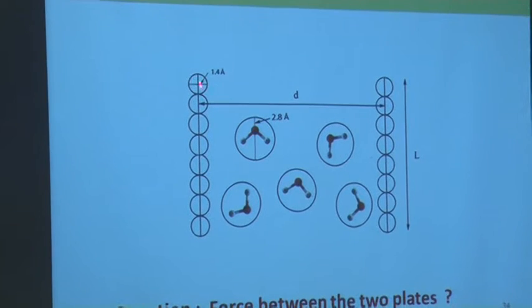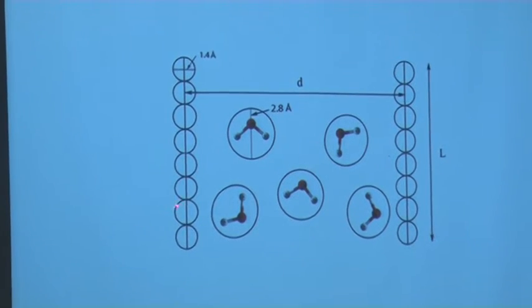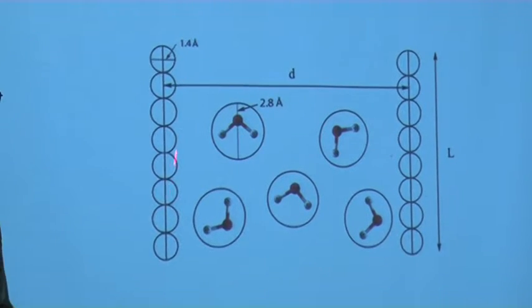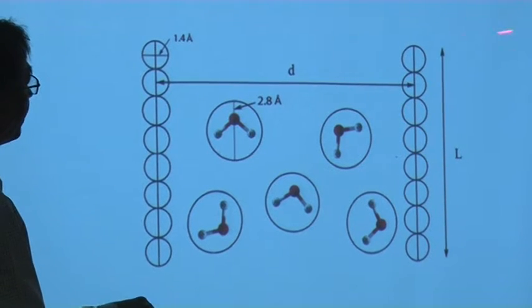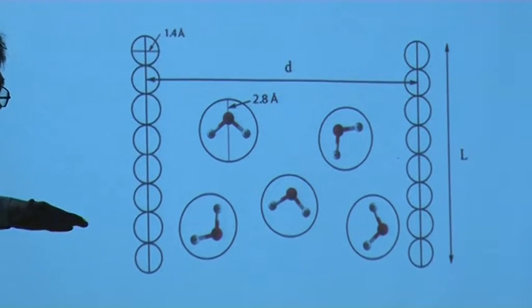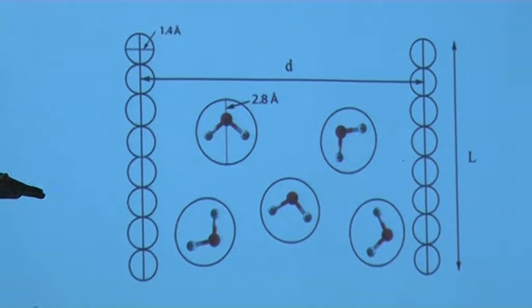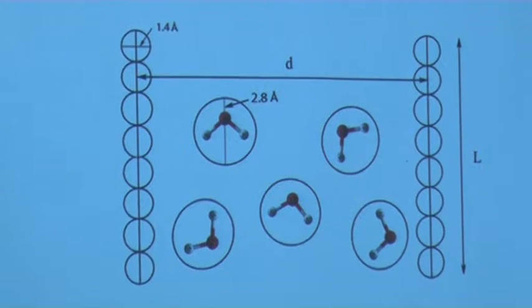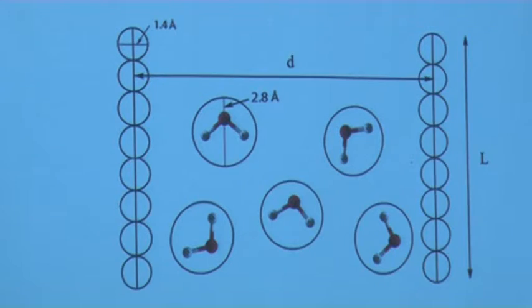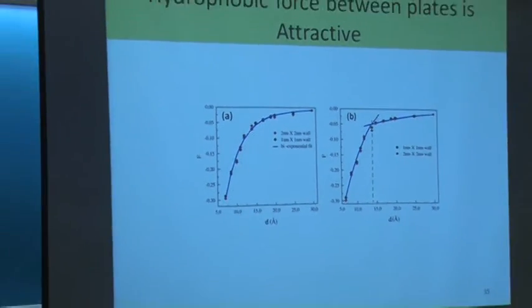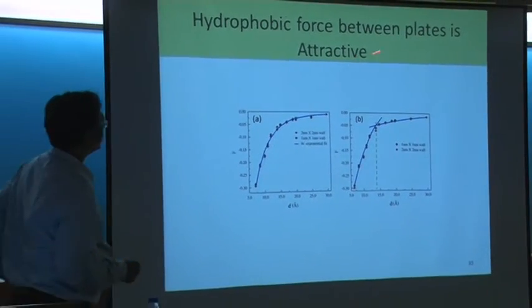So we use the virial theorem, the virial expression, to get the pressure from everything. Then we project the pressure in this direction, and then we see what is the force related to that. It's easily said, but very difficult to do. And this is the result now.